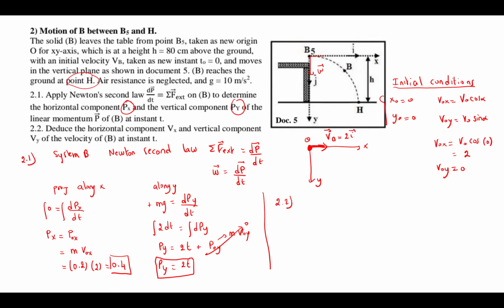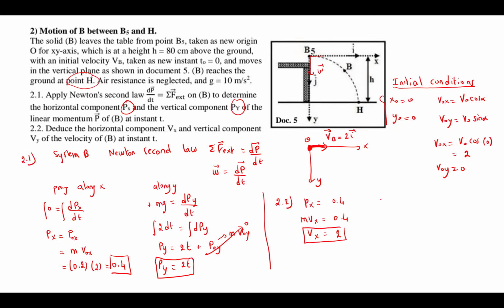Now, let's continue part 2.2. Deduce the horizontal component Vx and Vy. So we want to find Vx and Vy. Since we have Px equal to 0.4, we know that Px is mv, so it's mVx. And we have the mass. So we'll get Vx equal to 0.4 over 0.2. So it's equal to 2.